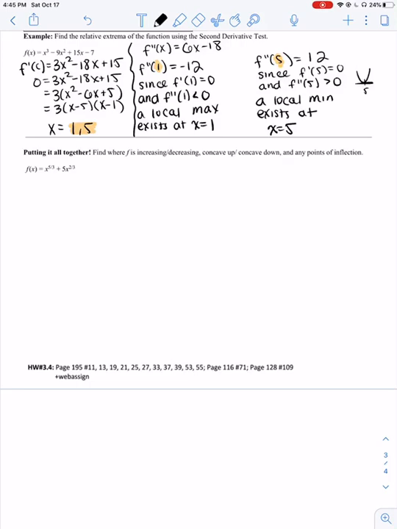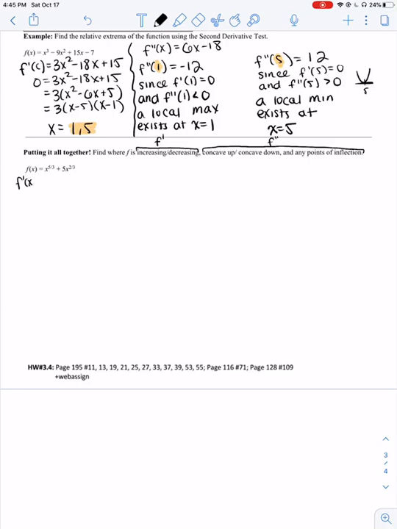So where it's increasing and decreasing, that's using the first derivative. And then all of this other stuff is using the second derivative. So that whole second part is what we've talked about today. So let's start off by differentiating this function.